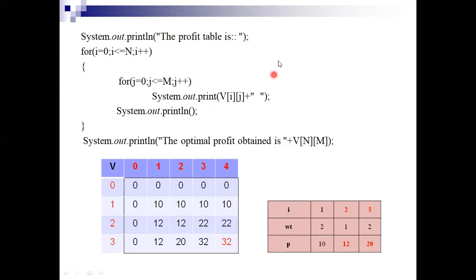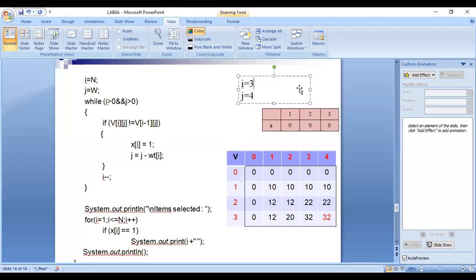So now the next question here is how to find out which are the items selected. So we saw that it is the second and the third object which is now being selected. So I have to write the code for the same. So how do we know which are the objects selected?